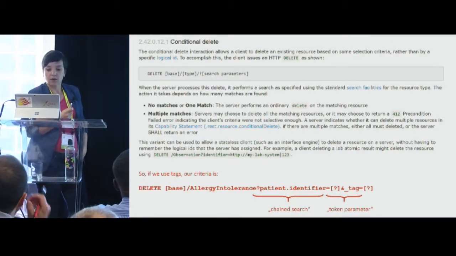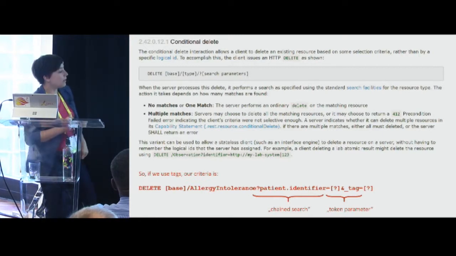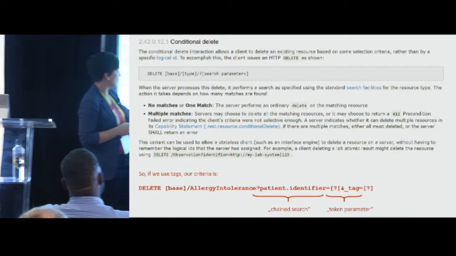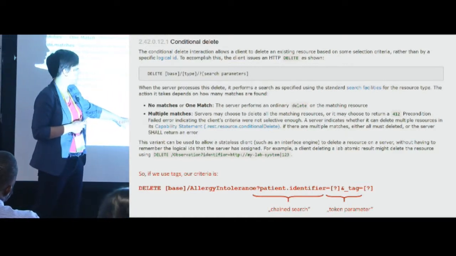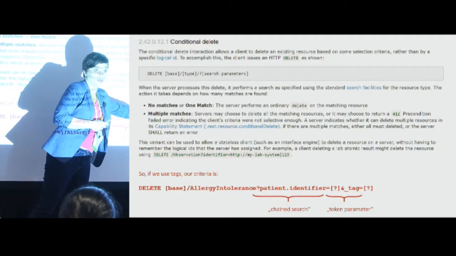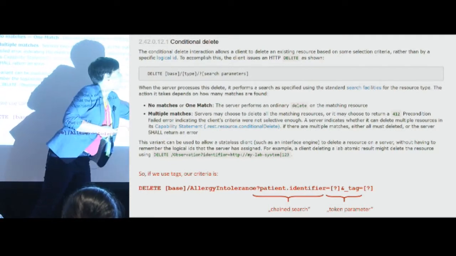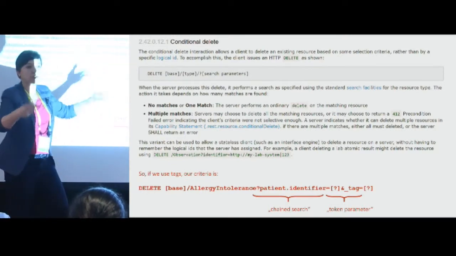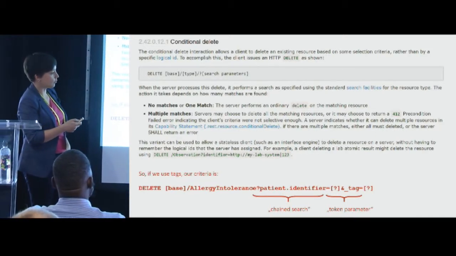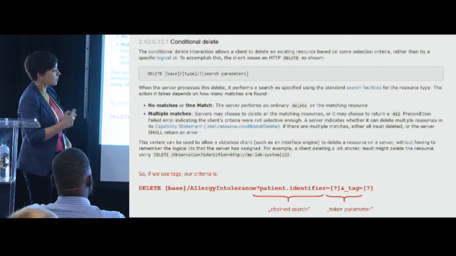So here's the simple way using tags. In a simple scenario, we would just look for all allergy intolerances where the patient identifier is our current patient identifier from our message, and the tag is whatever tag we usually use to mark our resources that we created.